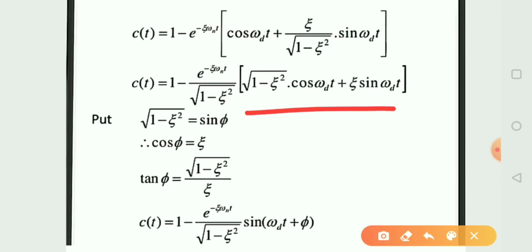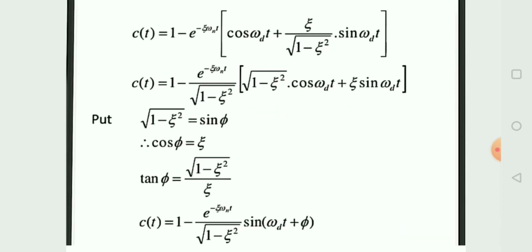So sin A cos B minus cos A sin B, the formula of this is sin(A minus B). If we put this value, sin(A minus B), we get sin(omega d t plus phi). So this is the equation of C(t) equal to 1 minus e to the power minus zeta omega n t upon under root of 1 minus zeta square into sin(omega d t plus phi).